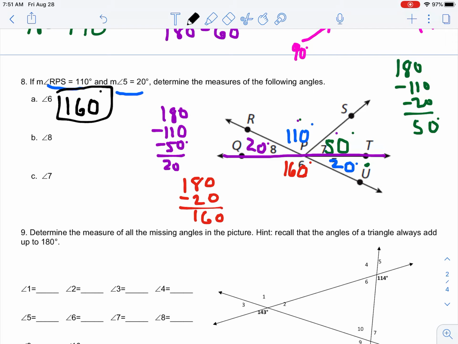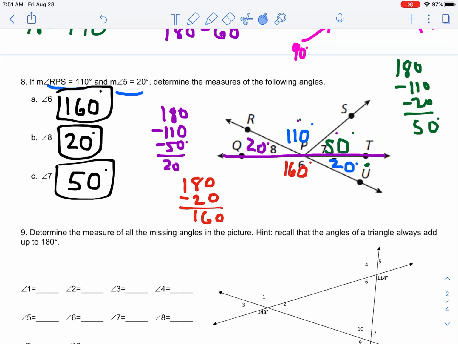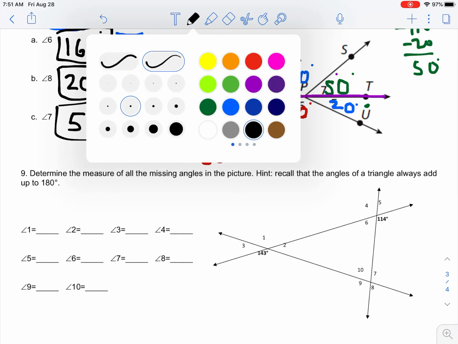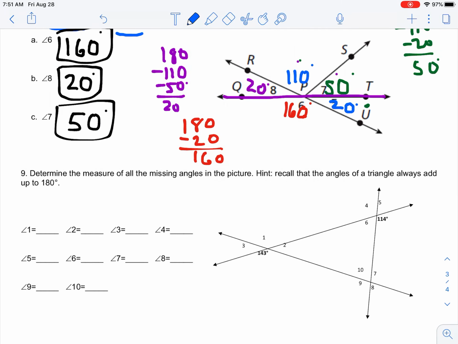If it wants angle 8, in my picture, we had 20 by angle 8. And if it wanted angle 7, we have 50 degrees by angle 7. All right, so again, we're filling in the picture using straight lines to determine it. If we see vertical angles, they're equal. Otherwise, straight lines add up to 180.